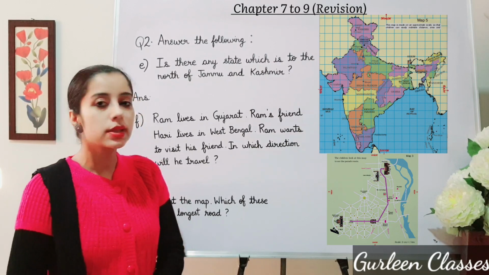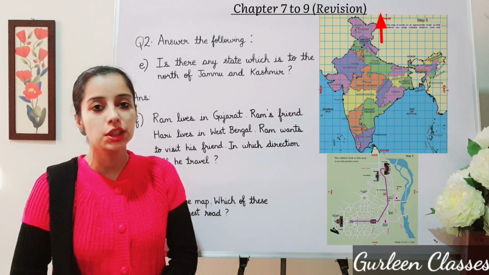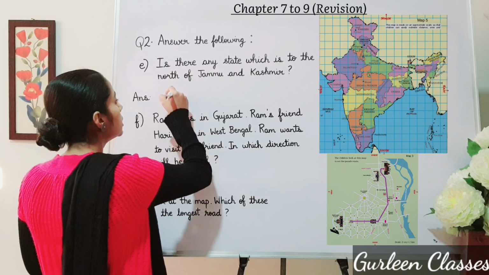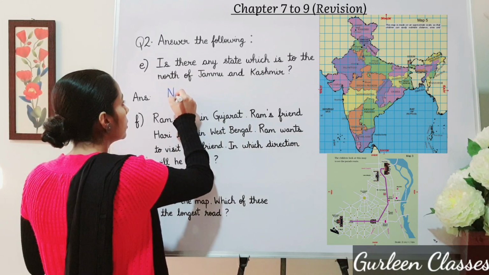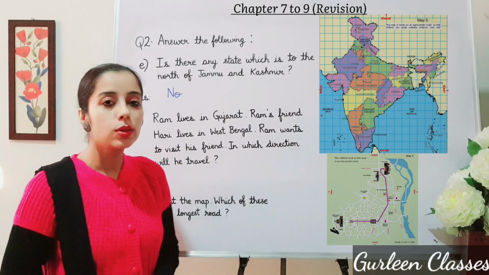E part: is there any state which is to the north of Jammu and Kashmir? So in the map, students, you can see there, is there any state towards the north of Jammu and Kashmir? No, there is no state towards north of Jammu and Kashmir. So right here, no.